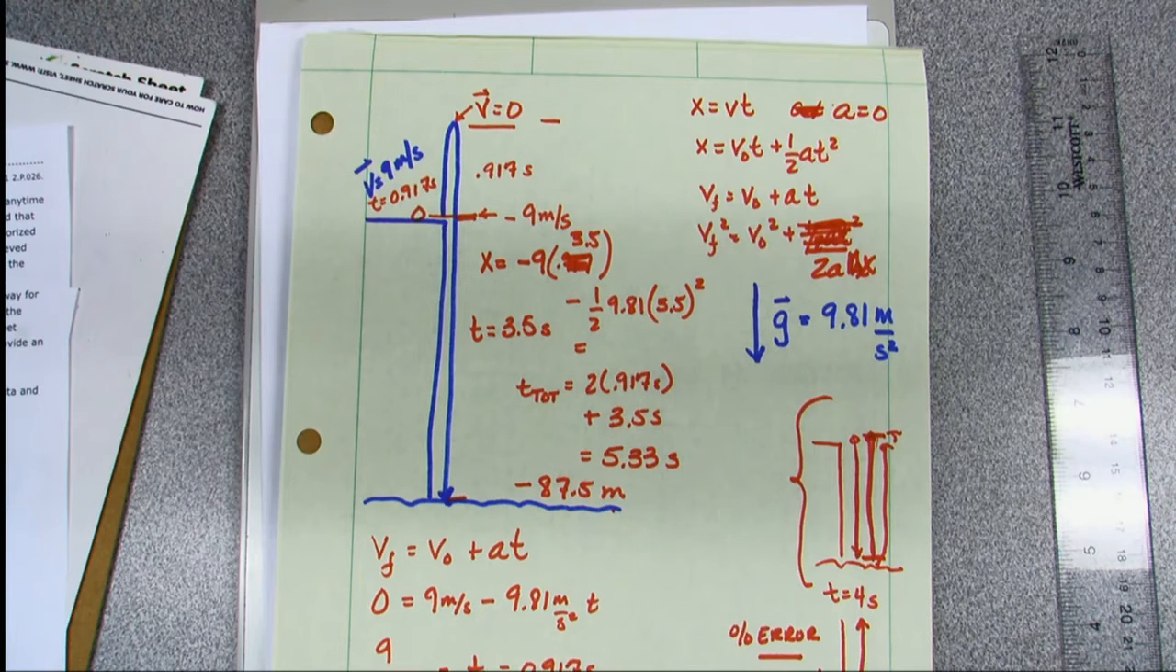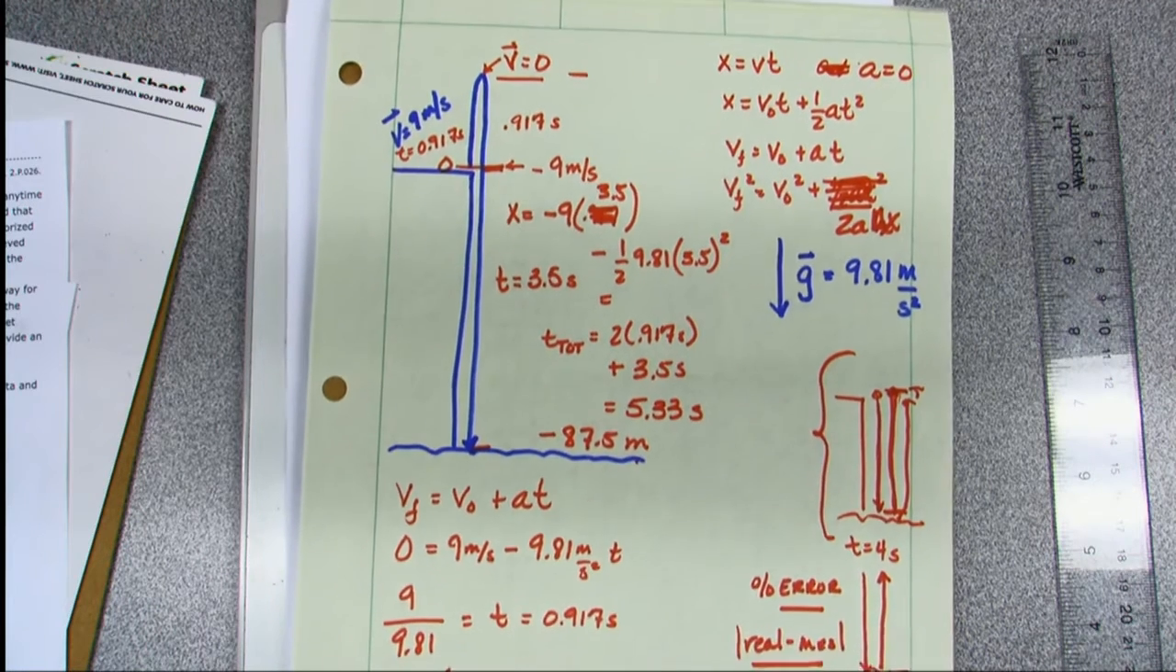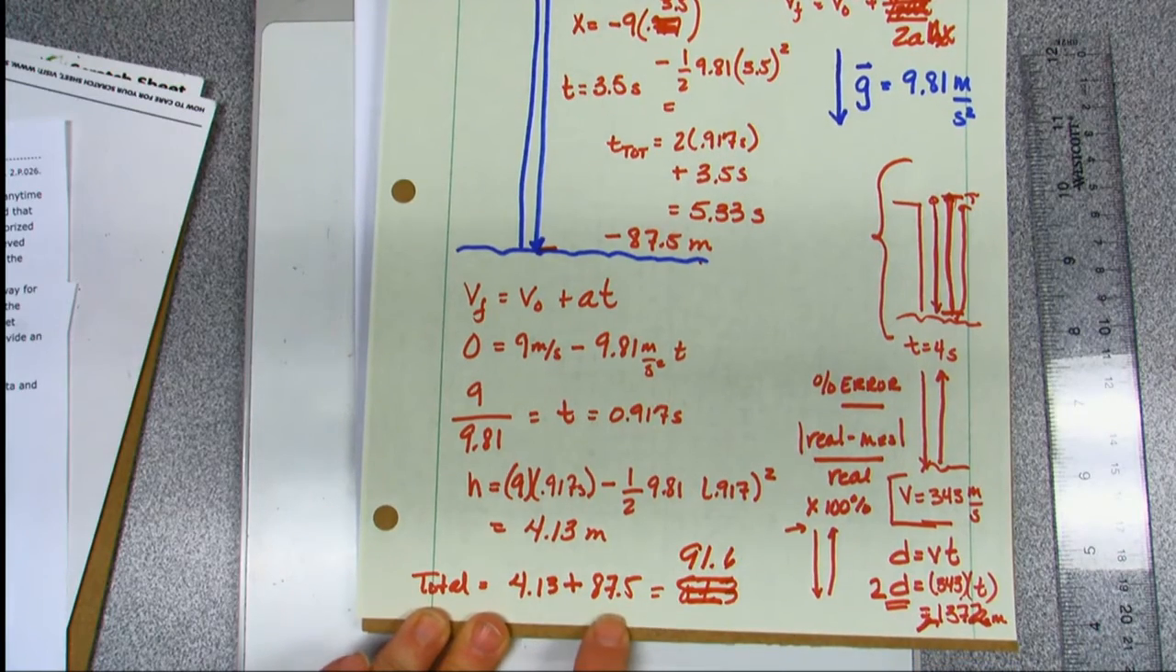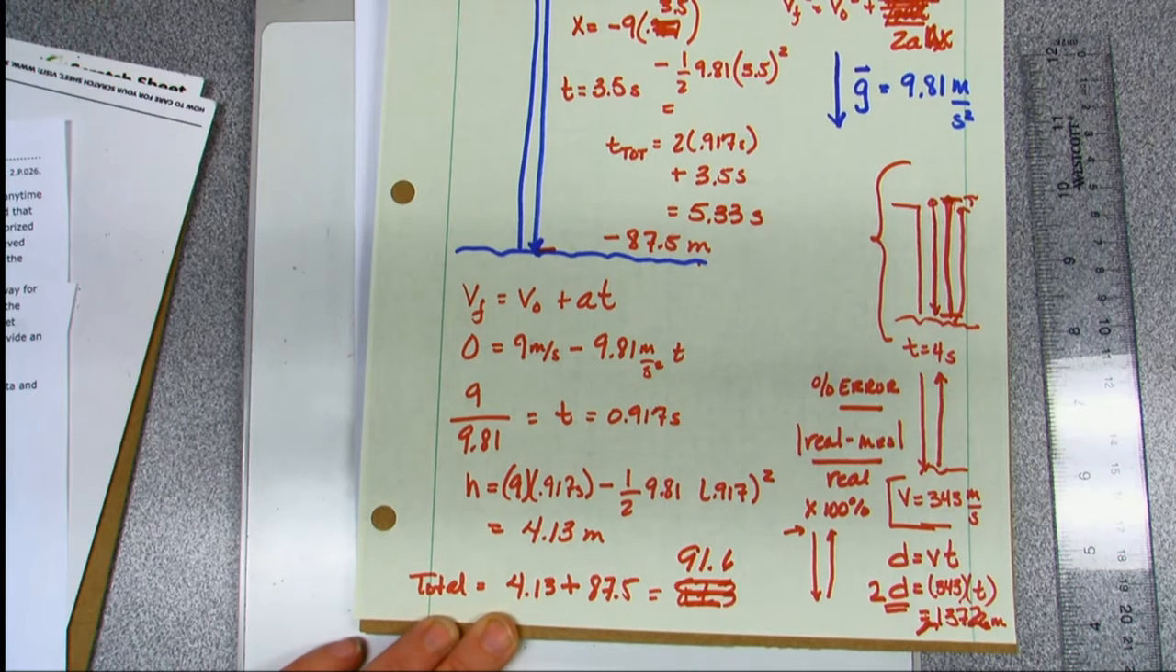That was 87.3? Well, I didn't, I added it wrong again. That should have been 91.6, because that's 87.5 plus 4.13. Obviously, I'm punching something in the calculator wrong.